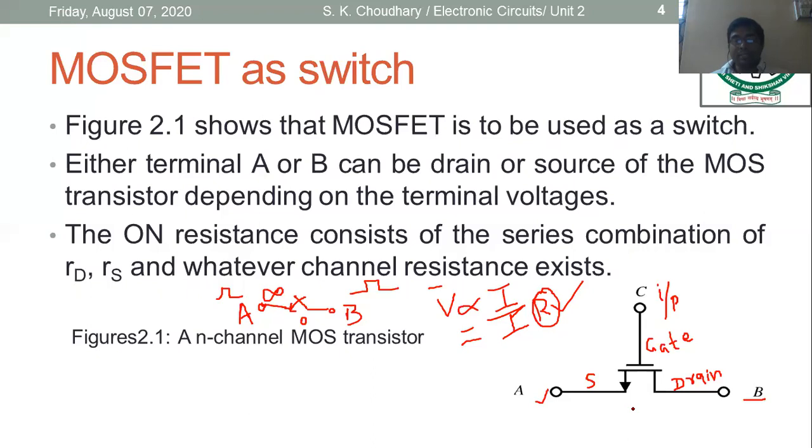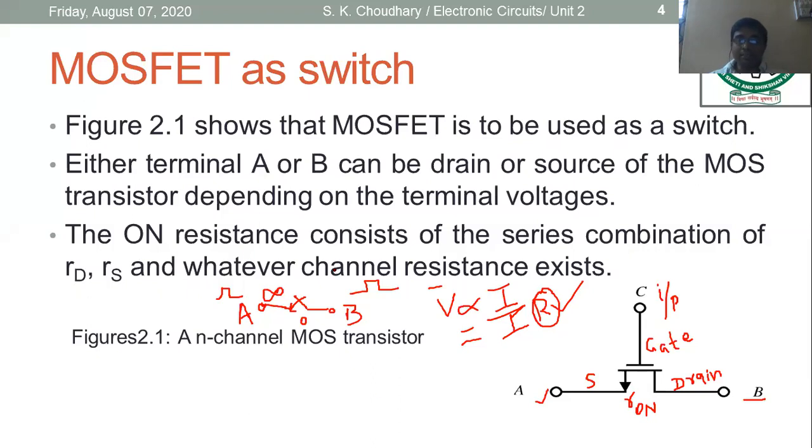If I say that my MOSFET is turned on, then whatever the resistance between these two terminals, that is referred to as the on resistance, because our switch is on, or our transistor is on. That is mentioned here.